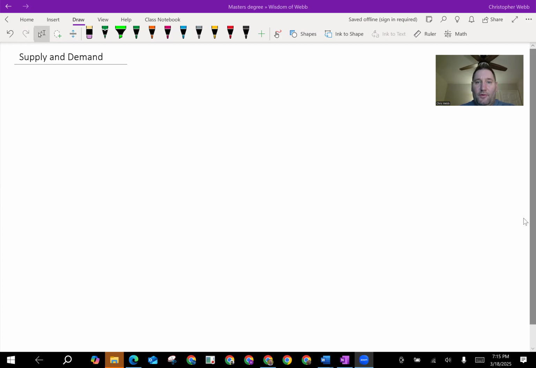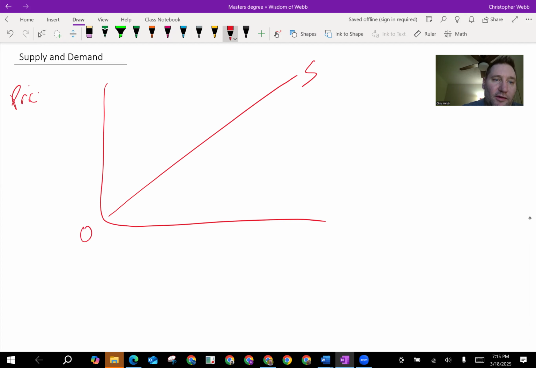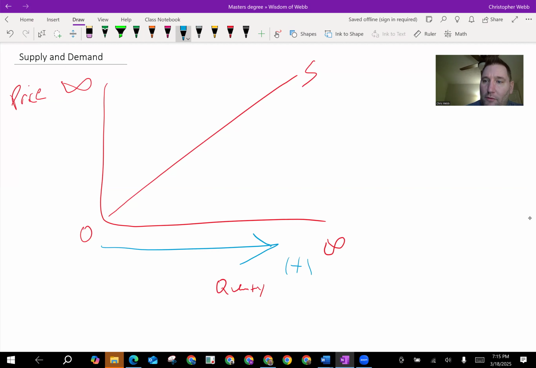Today we're just going to go over a simple supply and demand graph, just to get some understanding of how this looks. So the first thing is I'm just going to draw out the graph. We have the supply going upward. We have to imagine that there's a zero here. This is price. This is infinity. This is quantity. And this is infinity. And what we see is that as things move away from zero, they're going towards infinity. So it's adding to the overall quantity. And the same thing here, it's adding to the overall price.